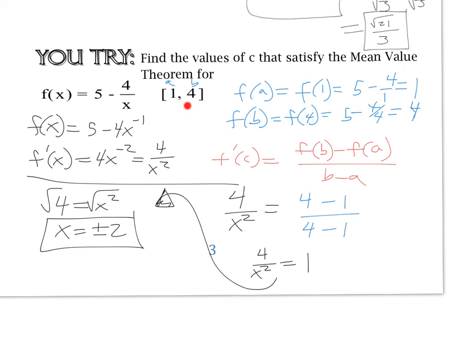But however, they're not both between 1 and 4, are they? Right? Positive 2 is between 1 and 4, but negative 2 is not. So the correct answer, and again we could just say the c value, is just 2, right? Because we're only looking on this interval from 1 to 4. So just important to notice that.